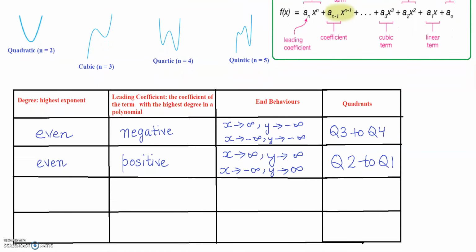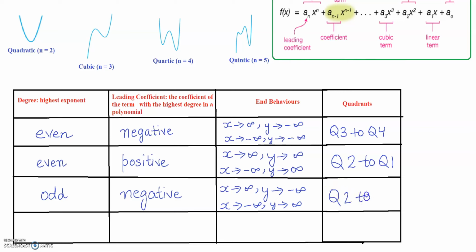Similarly, we will talk about odd degrees. If the degree is odd, the leading coefficient is negative. The end behavior will be x approaches infinity, then y approaches negative infinity. When x approaches negative infinity, then y approaches positive infinity. And then the function extends from quadrant 2 to quadrant 4.